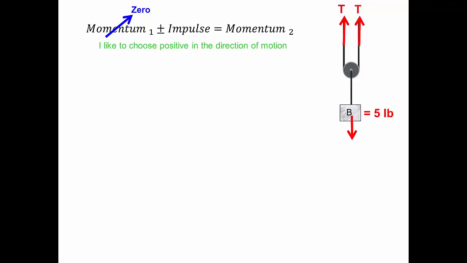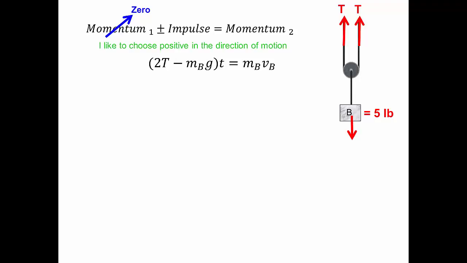I like to choose positive in the direction of the motion. So we're going to choose upward as positive, so our forces are 2T minus the weight, the mass of B times gravity. All of that times the change in time gives me my impulse. That impulse causes motion, or causes a change in momentum.